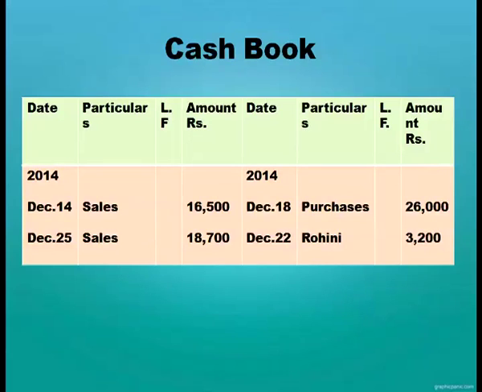Receipts are coming inside the business in the form of cash. So, it is a revenue. So, you are writing on the debit side of the cash book to sales, 18,700 amount. Then, cash paid to Rohini. Rohini is the receiver of the cash. So, Rohini debit to cash. On the payment side, you are writing by Rohini, date and amount in the respective columns.